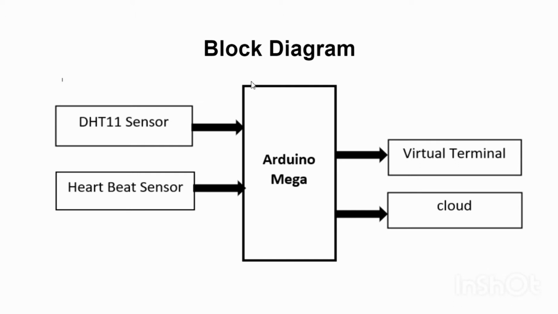Basic block diagram of our project. In that, the DHT11 sensor and the heartbeat sensor we are using at the input side, and the virtual terminal and the cloud we are using at the output side.